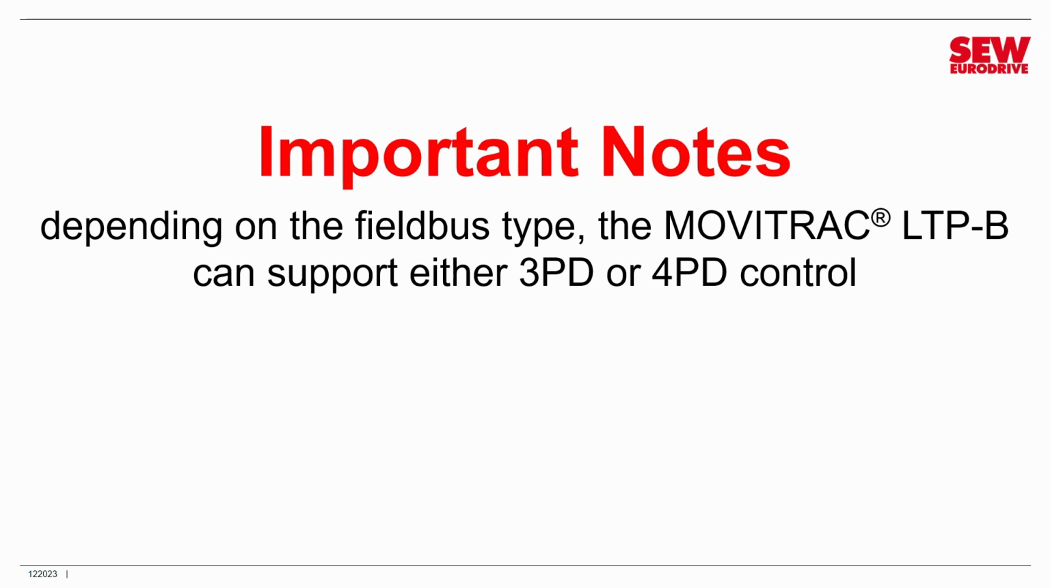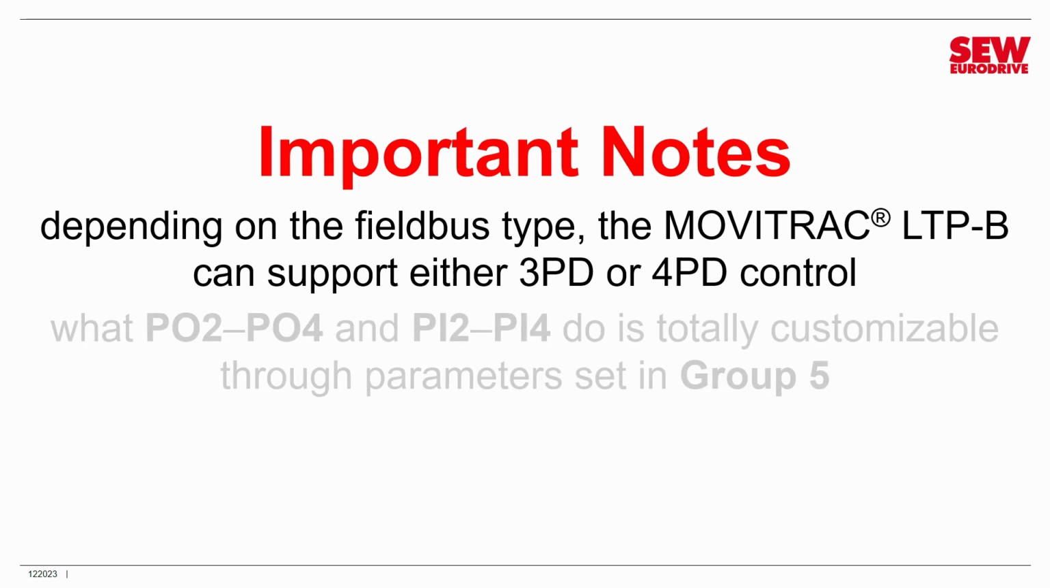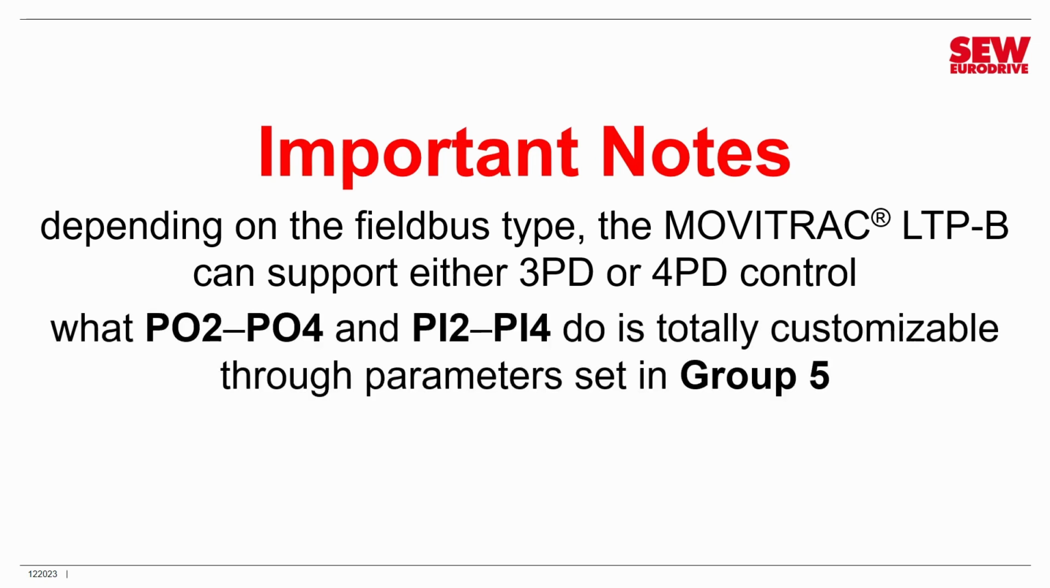Now, to keep things manageable, we are going to concentrate on 3PD. But do be aware that process output words 2 through 4 and process input words 2 through 4 are totally customizable. What they do is customizable. You set it up in LT shell through the parameters in group 5.